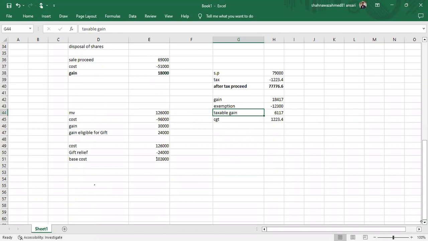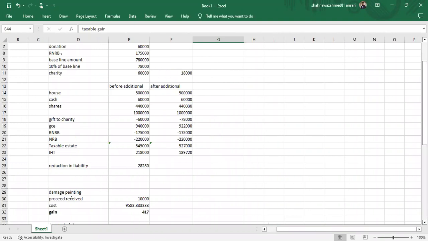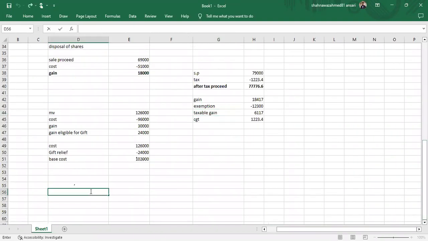First of all, let's find out the disposal value. ₹3,75,000 shares. So first of all, transfer of value we need to find out. Transfer of value is not given. The year of gift is 16-17.